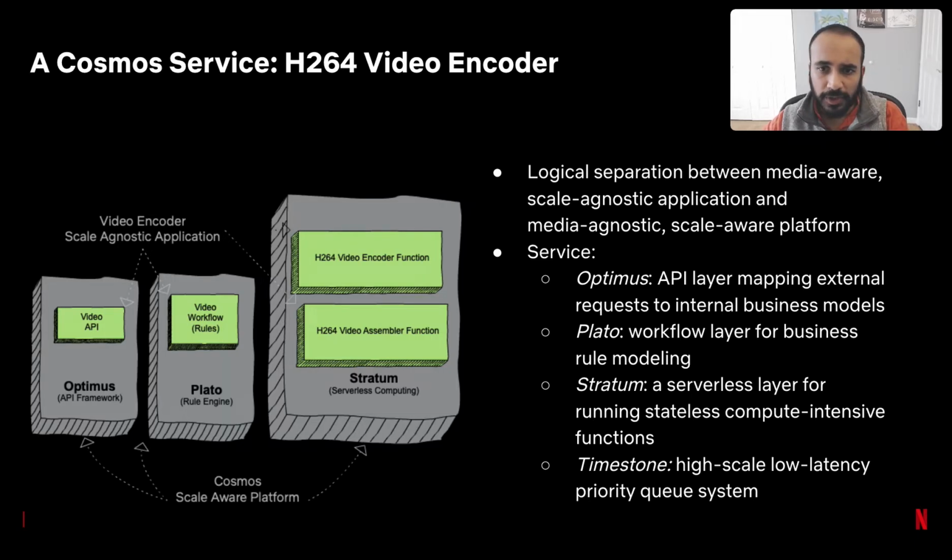These subsystems all communicate with each other asynchronously via our messaging system, Timestone, which is a high-scale, low-latency priority queuing system. Each subsystem addresses a different concern of a service and can be deployed independently through a purpose-built, managed, continuous delivery process. This separation of concern makes it easier to write and test and operate Cosmos services.